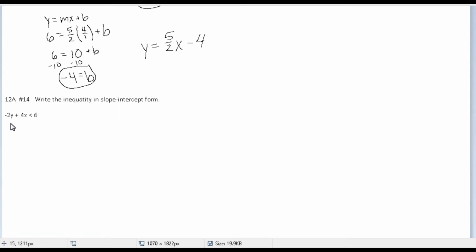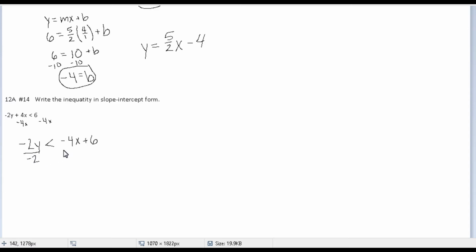So right now it has the x and y on the same side and there's a number in front of the y. So all it's asking is us to rearrange this so that we have it in slope-intercept form. So remember, the first thing we're going to do is move our x to the other side. So now we have -2y less than -4x plus 6.